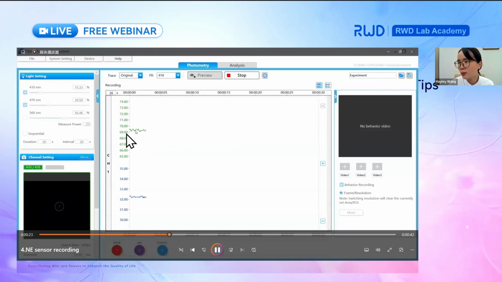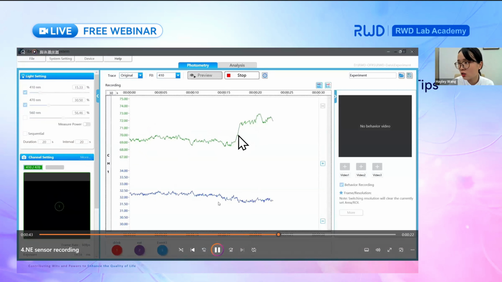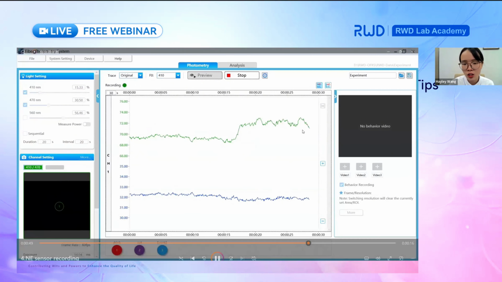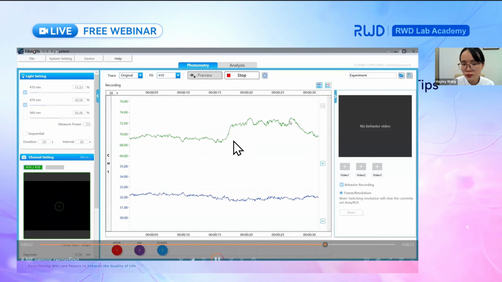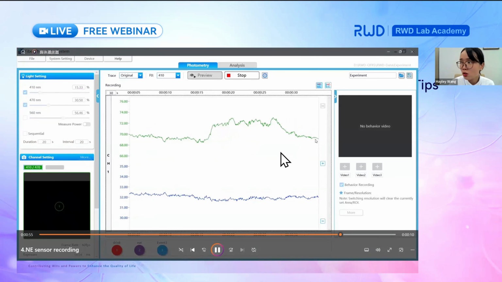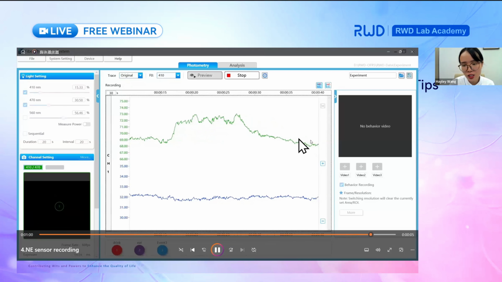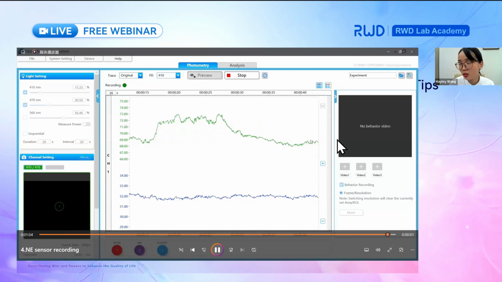You can see the baseline over here. And when we begin the tail suspension, you will see the 470 nanometer fluorescent signal is increasing. You can see here, which means the fiber photometry system is detecting the signals. Now we place the mouse into the cage, and you can see the signal is gradually decreasing.